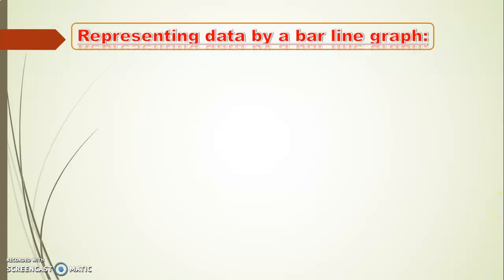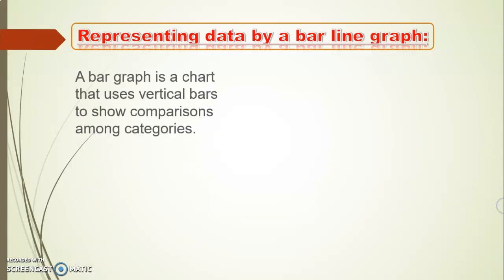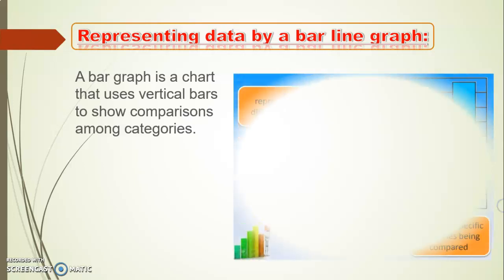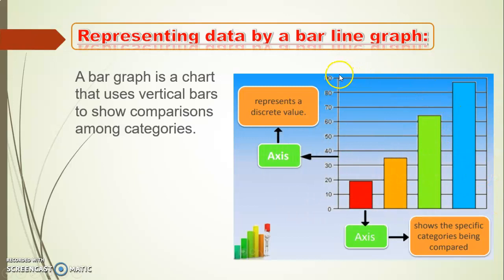Representing data by a bar line graph. A bar line graph is a chart that uses vertical bars to show comparison among categories. Here we have two main lines, two axes. On the vertical axis we write the numbers, the values. And on the horizontal axis we write the categories, and here are the bars that show us the difference between the values.